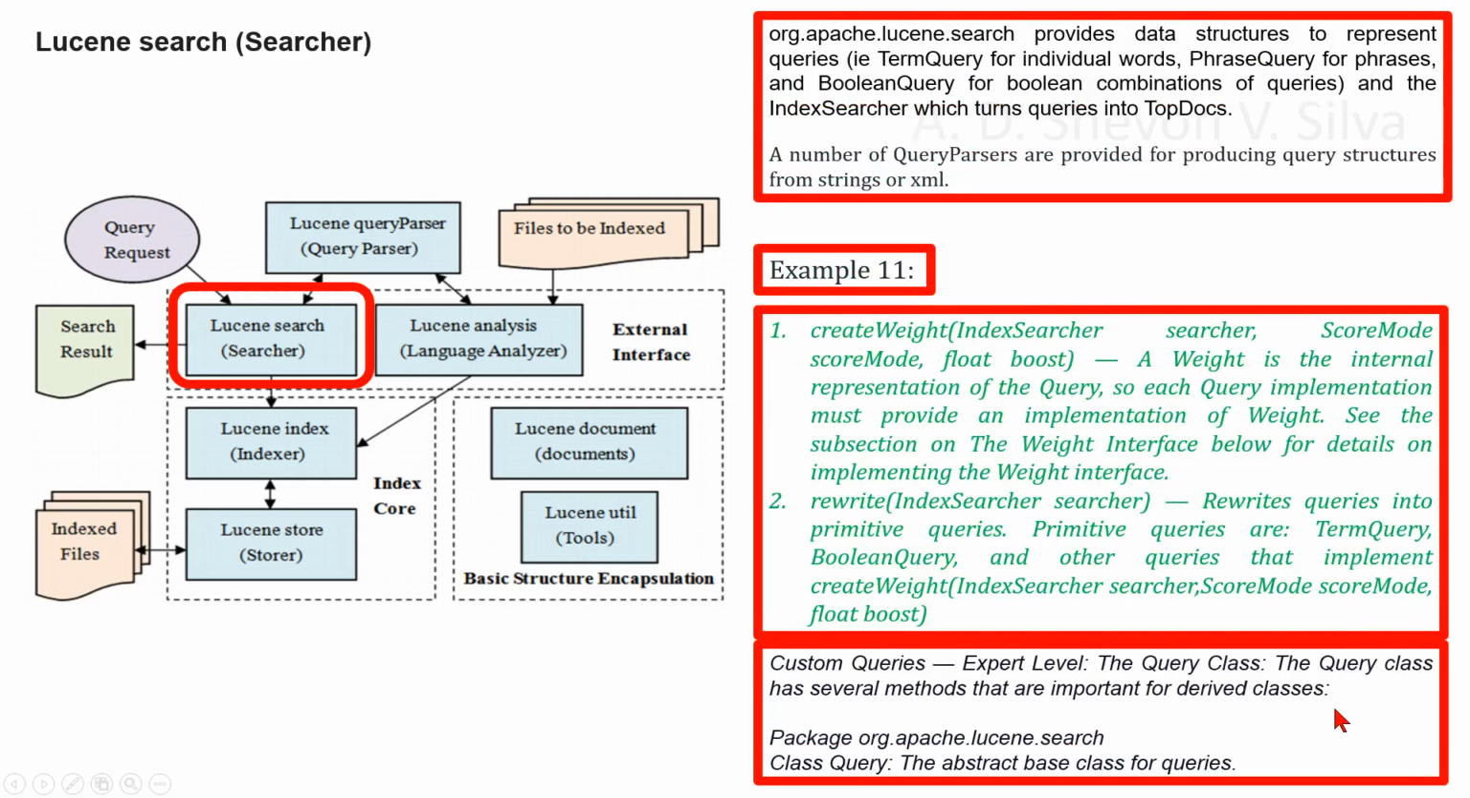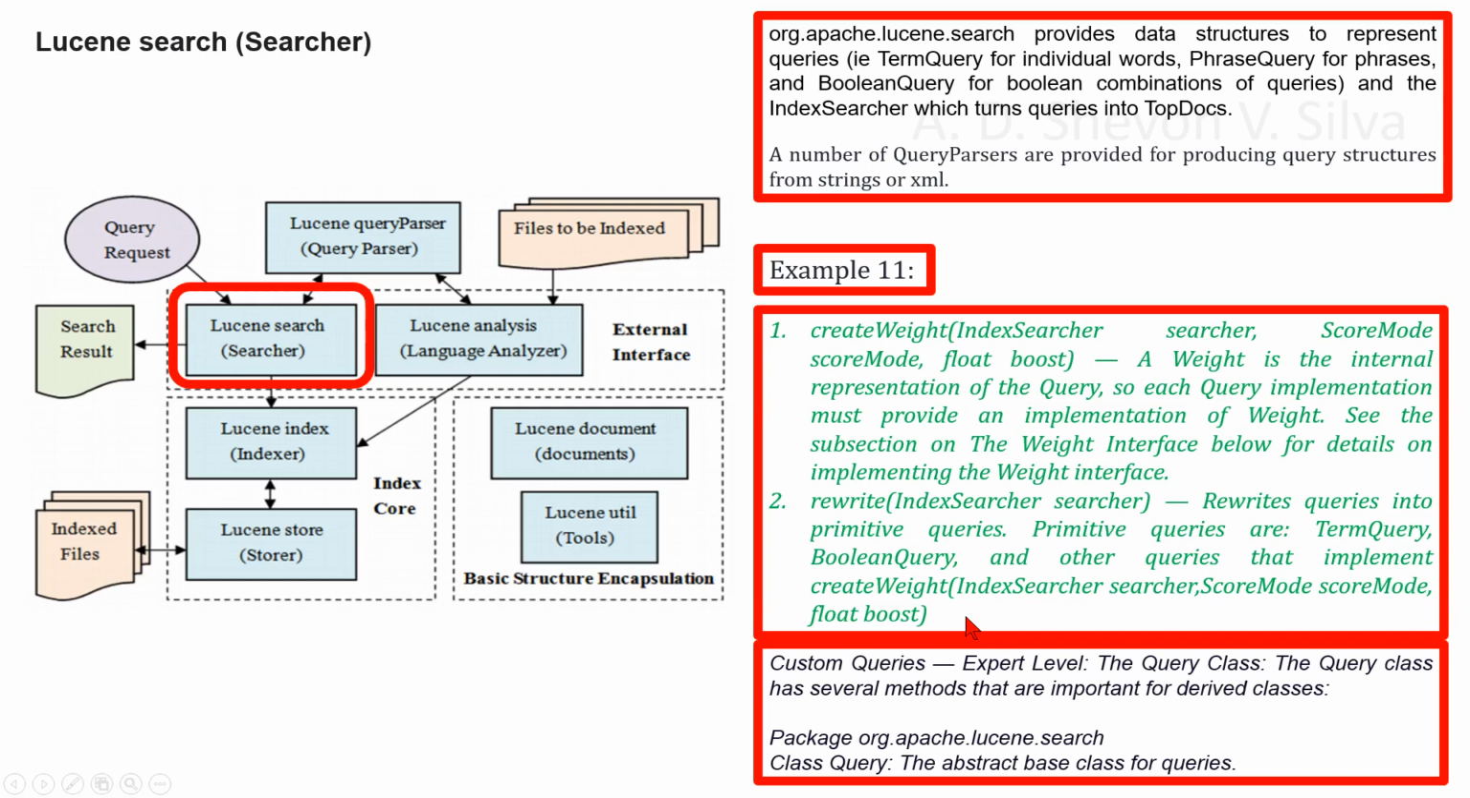Now we are considering custom queries, expert level. The query class in Lucene.search is the abstract class for queries. In some sense, the query class is where it all begins. Without a query, there would be nothing to score. Furthermore, the query class is the catalyst for other scoring classes, as it is often responsible for creating them or coordinating the functionality between them.